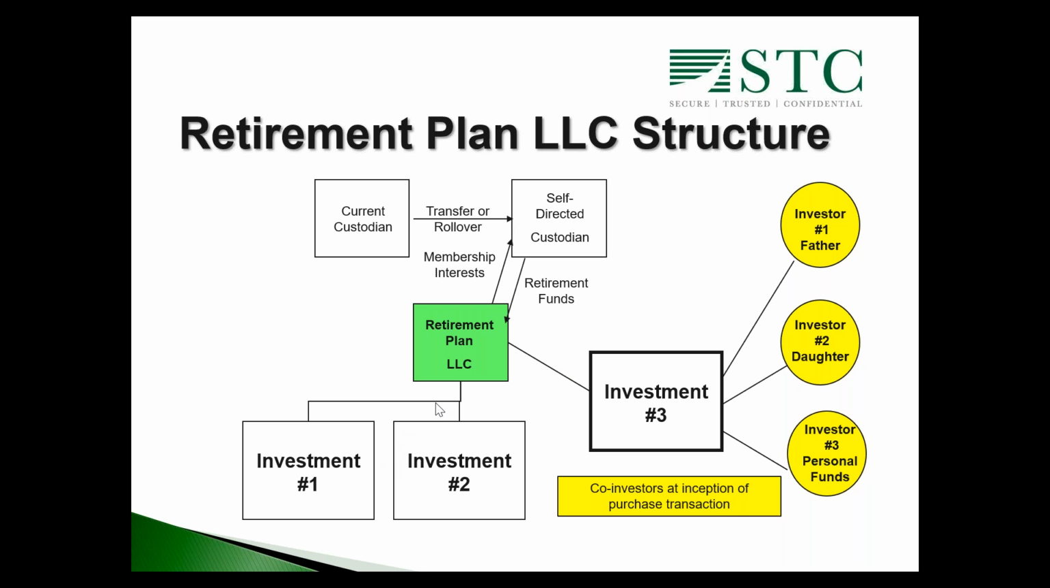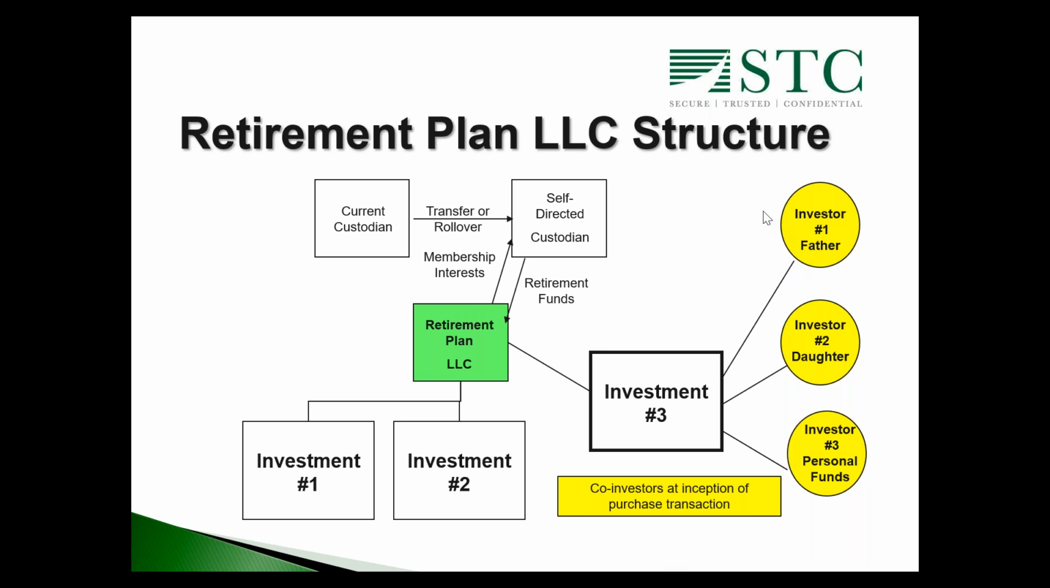Now here you see in this example, your retirement account owns investment 1 and investment 2 completely. Your retirement account is the sole owner. However, investment 3 has 4 owners. Your retirement account is just one of the 4. And you'll see that the other owners are comprised of your father, your daughter, and some of your personal money. Now, I just told you a couple of screens ago that there were disqualified persons, you, your ascendants, and your descendants, and that's who these three people are. And they are disqualified. However, if the transaction is structured properly, and if you co-invest at the inception of the purchase transaction, then this is a viable, allowable investment.